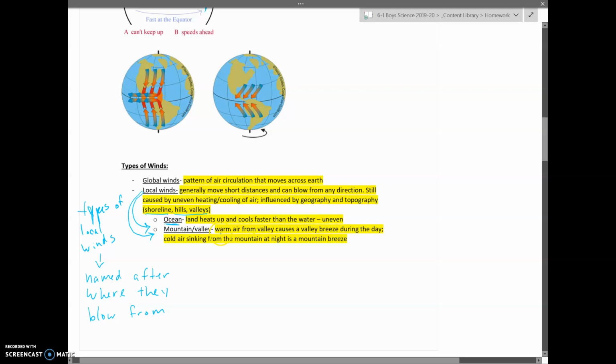And a mountain local wind or a valley local wind, warm air from the valley causes a valley breeze during the day, so warm air is rising up the mountain from the valley, so we call that a valley wind. At night, cold air sinks into the valley from the mountaintop, so we call that a mountain wind because it's blowing from the mountain down into the valley.